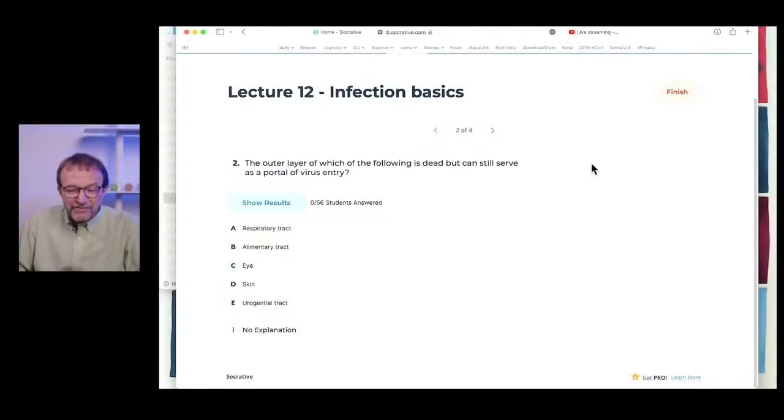That is a preference. The outer layer of which of the following is dead but can still serve as a portal of virus entry? Respiratory tract, alimentary tract, eye, skin, urogenital tract. This has got to be 100%, folks. You have to get 100 on this. No pressure. All right, let's go back to the questions.